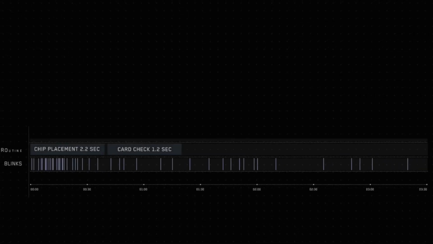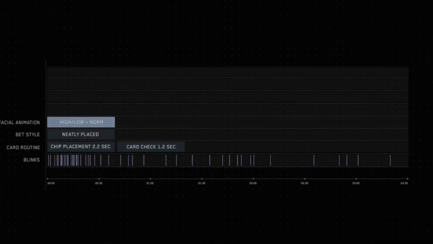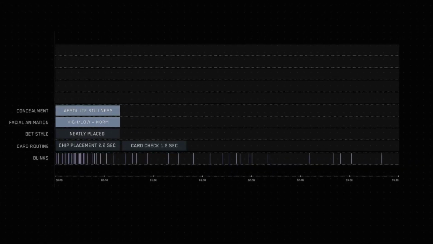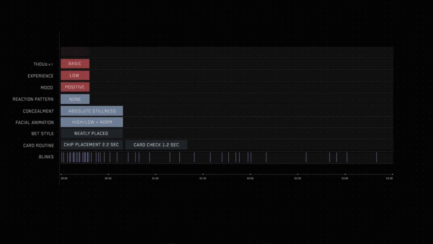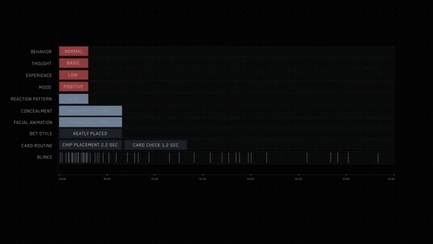Patterns also exist in the variability of their blink rates, in the routine a player uses to check their cards, the speed and style of their bet, their overall level of facial animation, the concealment strategy they use, their base stack, and a lot more. There's a big difference when you play poker using this versus this.